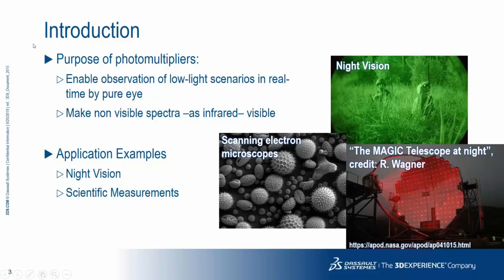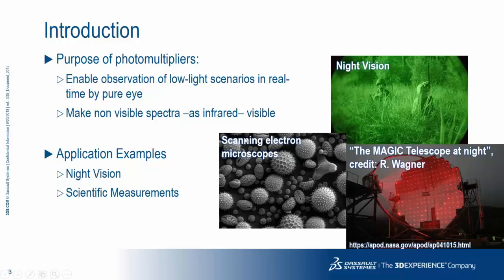The purpose of a photomultiplier is enabling the observation of low-light scenarios in real time by pure eye. For example, a very obvious application is night vision. A photomultiplier can also make non-visible spectra visible, as for example infrared or gamma rays. As mentioned already, the application examples are night vision, or it's used in several scientific measurements.